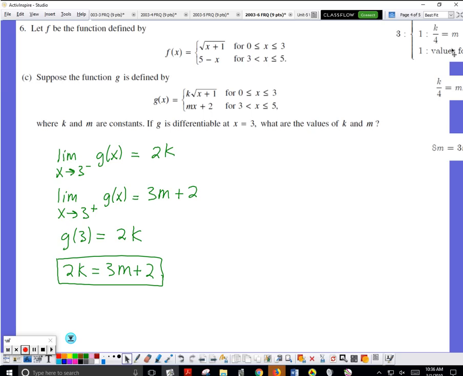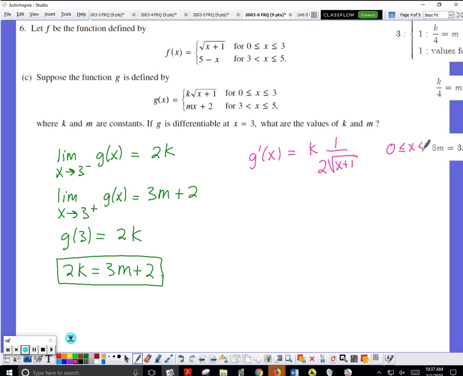Differentiable. To prove that, I have to take the derivative of this formula. So G prime, this should feel kind of familiar. We've done problems like this recently. So G prime is going to equal, the k is a constant, the derivative of square root of x plus 1 is 1 all over 2 times the square root of x plus 1, multiplied by the derivative of x plus 1, which is just 1. So that's G prime for x between 0 and 3.